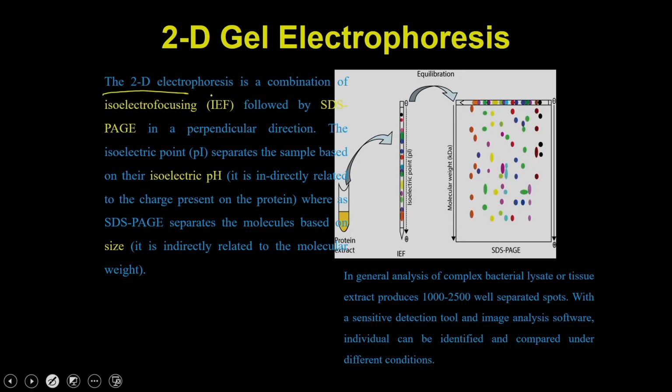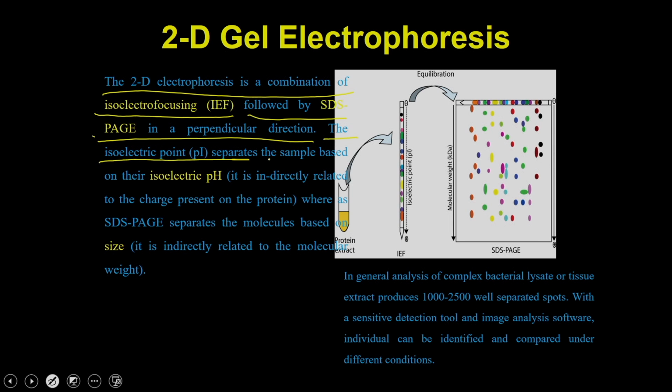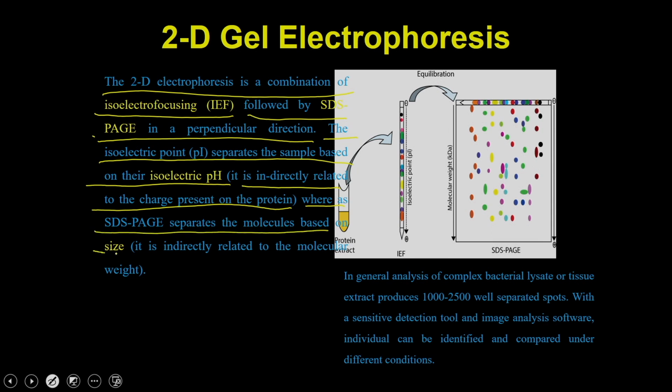Two dimensional gel electrophoresis is a combination of isoelectric focusing followed by SDS-PAGE in perpendicular directions. Isoelectric focusing separates the samples based on their isoelectric pH, which is indirectly related to the charge present on the proteins, whereas SDS-PAGE separates the molecules based on size, which is indirectly related to the molecular weight.